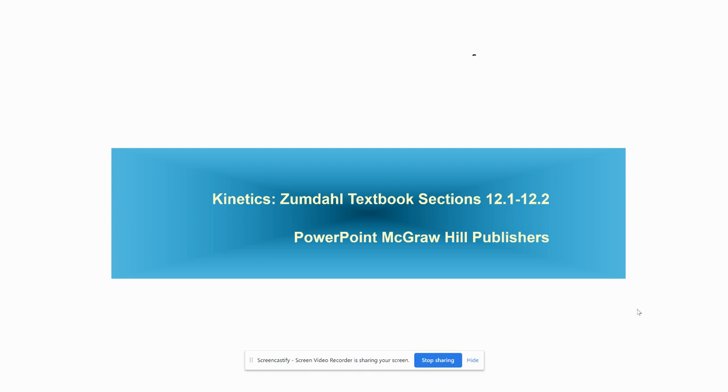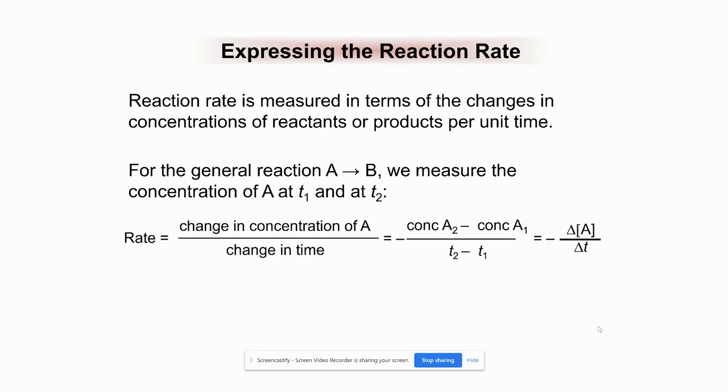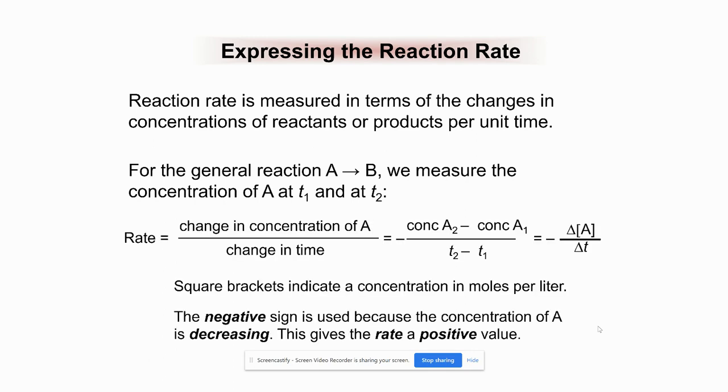Hello, students. We're going to be talking about reaction rate, and this would be sections 12.1 and 12.2 of your Zumdahl textbook. The PowerPoint is from McGraw-Hill Publishers. So we're going to be talking about the speed or rate of reaction. And so what we're going to be looking at, for the most part, are very simple reactions in chemistry.